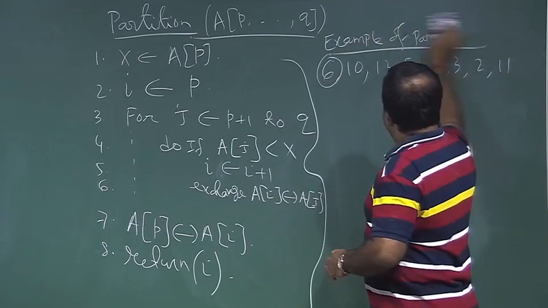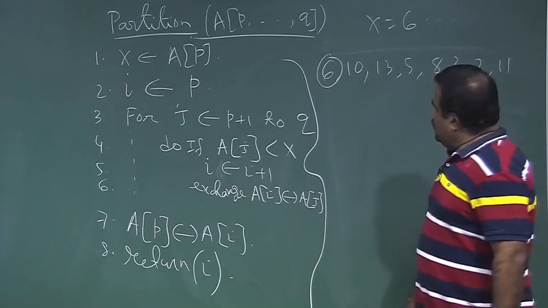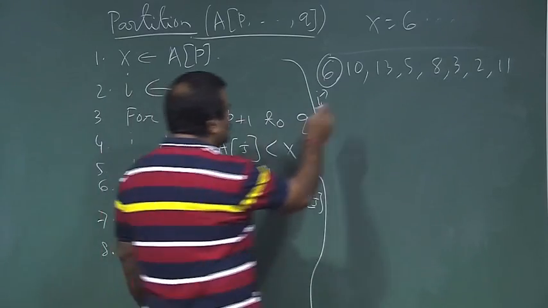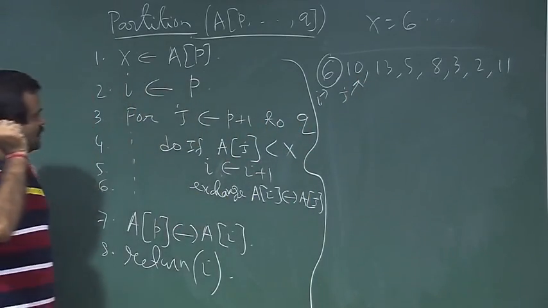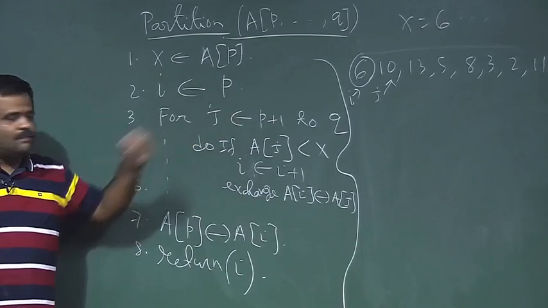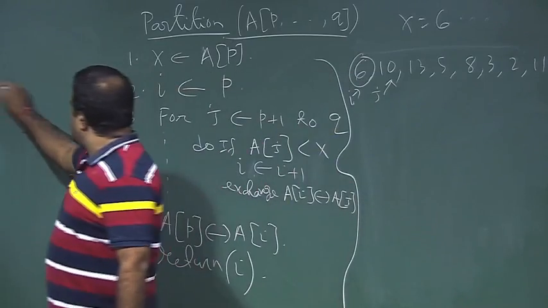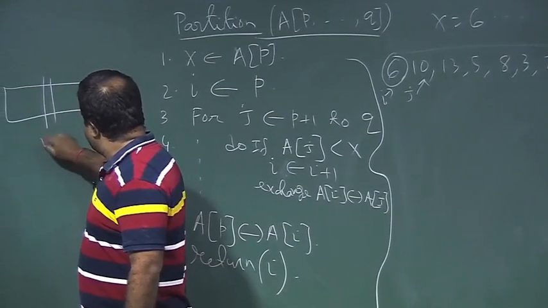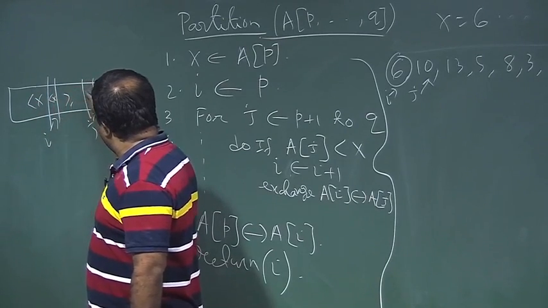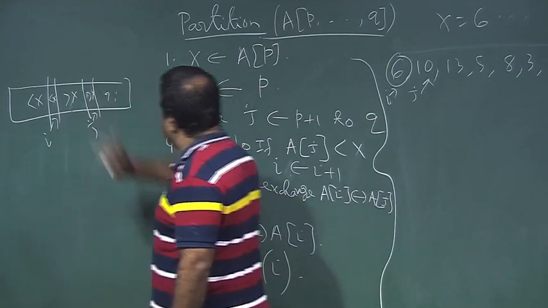So, our pivot x is 6. Okay. Now, we point i to p, and we start our j loop from p plus 1, and every time we increase j by 1 by this for loop. Now, what do we want? This is the loop invariant we want. Wherever i is pointing, all the elements up to there should be less than x, and after that up to where j is pointing, all the elements should be greater than x, and the rest is yet to be decided. Okay. So, this is the loop invariant we want.